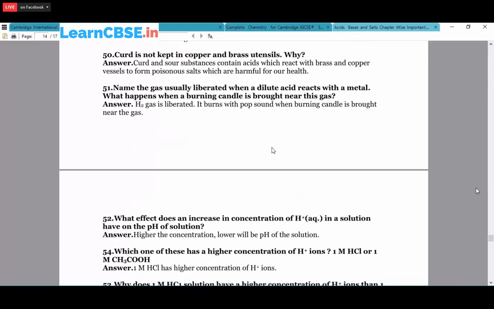Name the gas usually liberated when a dilute acid reacts with a metal. What happens when a burning candle is brought near this gas? So H2 gas is liberated. We will get a pop sound when the burning candle is brought near the gas.